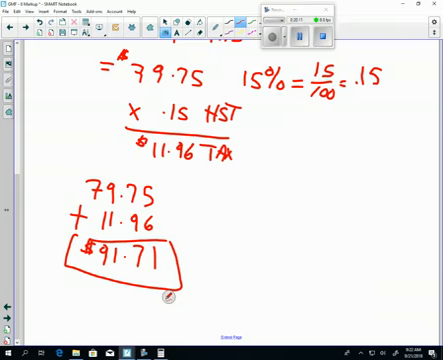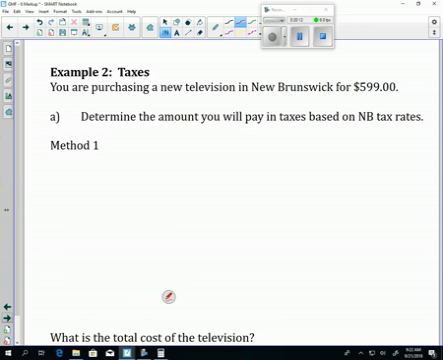Okay. Let's see, we have another one. You're buying a new television in New Brunswick for $599. You might notice that they always use that number one less. Rather than say $600, it's only $1 less, but psychologically people think $599 is cheaper than $600. But it's only $1 cheaper. But still, all stores will always put $999 or $1099. So here our TV is $599.